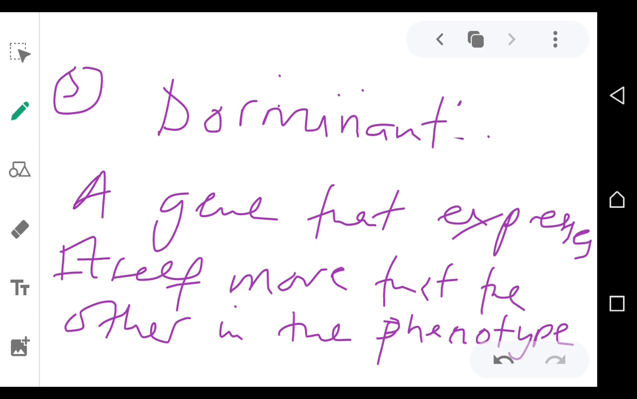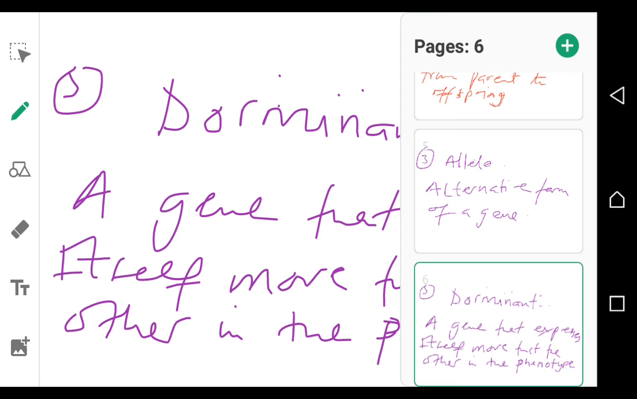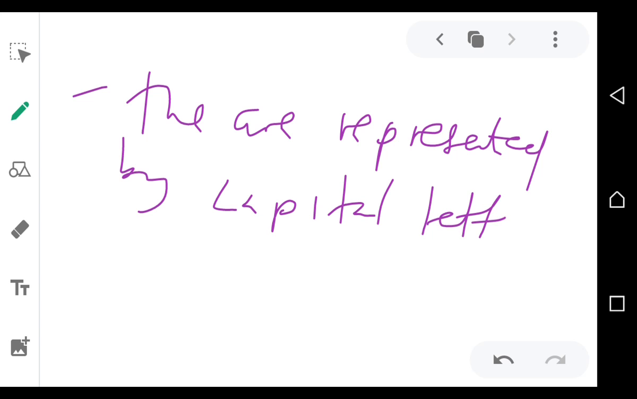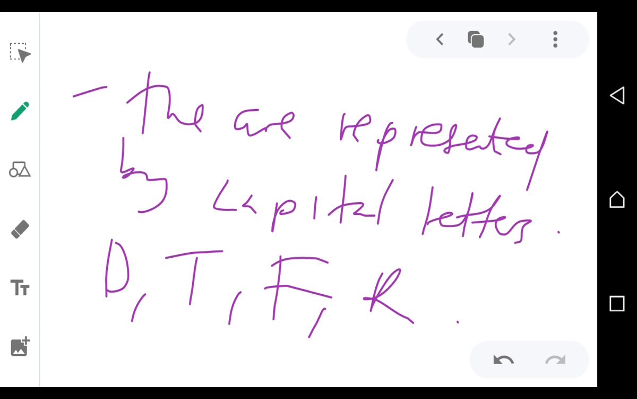And the dominant genes are represented by capital letters, such as capital D, capital T, capital F, capital R. So whenever you represent a gene with a capital letter, it means a dominant gene. It means it expresses itself more than the other.